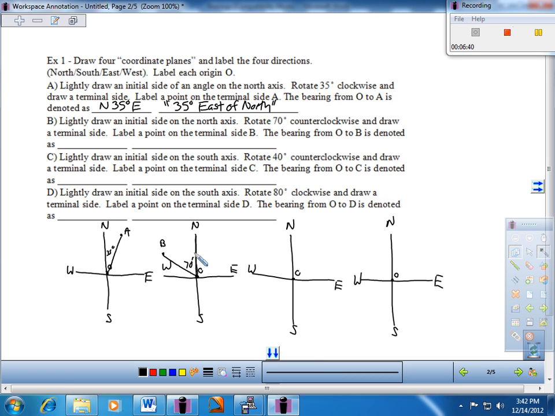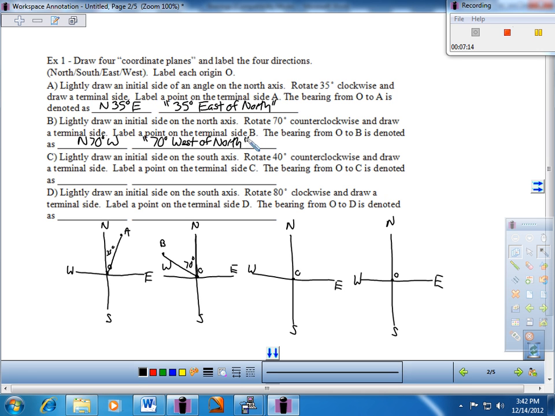Starting on the north axis, rotated 70 degrees, and we did this in a westerly direction. And so it says on your paper, the bearing from O to B is denoted as, here's where we started, here was the rotation itself, and then here was the direction that the terminal side rotated. North, 70 degrees west is just how I'm looking at it, but we would read this in a slightly different manner. We would say this as 70 degrees west of north. Okay, good. So 2 down, and just 2 other scenarios to take care of.